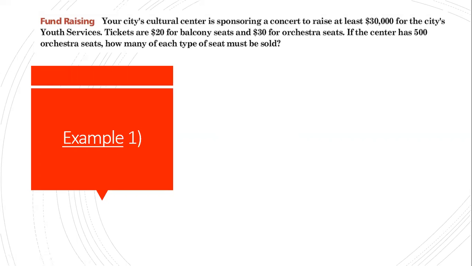Okay, so the first thing was to read, and we did. Second thing is to identify our variables. So we're talking about balcony seats and orchestra seats. So if we let X equal our balcony seats, and Y equal our orchestra seats. Okay, and then once we've established that, we want to create our inequalities.